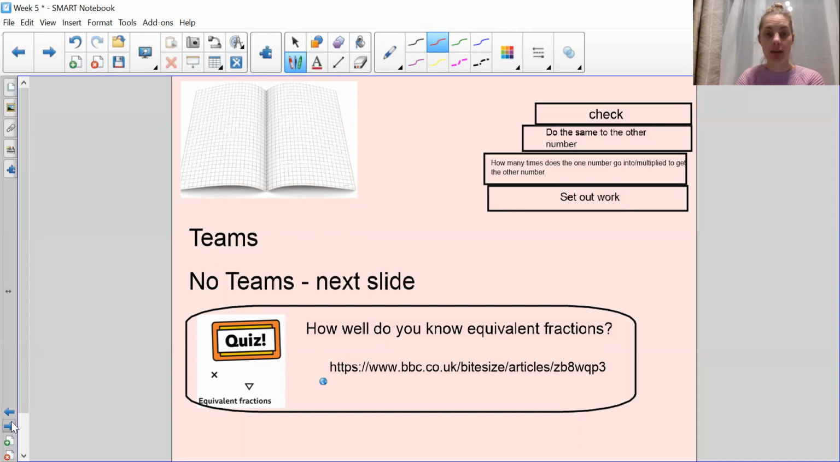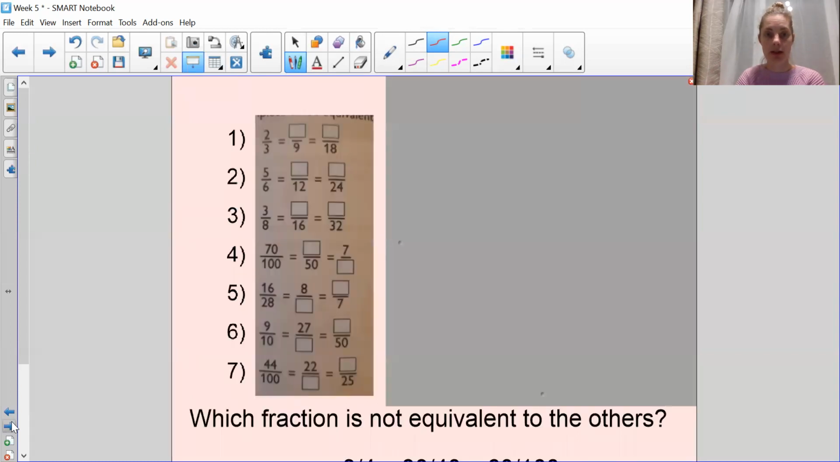So for those children who don't have Teams, here are your questions. You are just working out the equivalent fractions to 2/3, okay? So again, look at the information. You're going from 3 to 9. So you're going to say 3 times what gives you 9: 3 times 3. Whatever you use on the one number, you need to use on the other number. And then you're going to say 3 times what gives you 18. Whatever you use on the one number, you must use on the other number, okay?